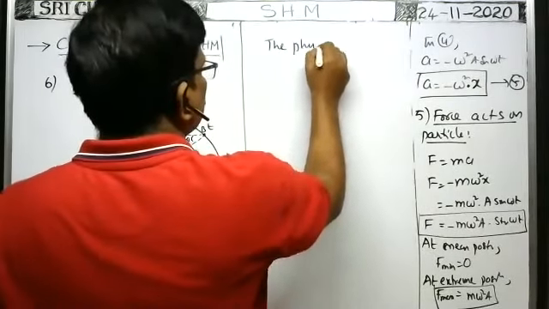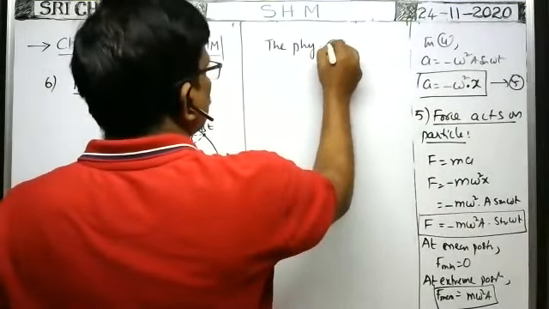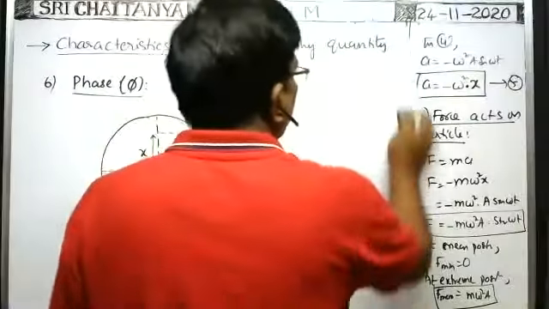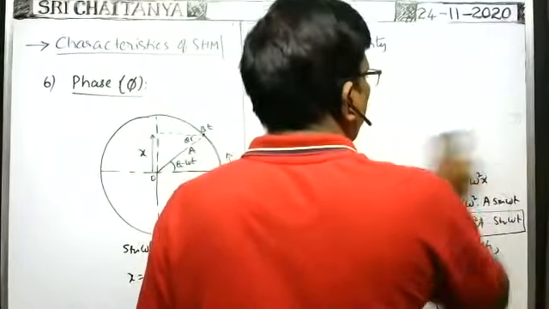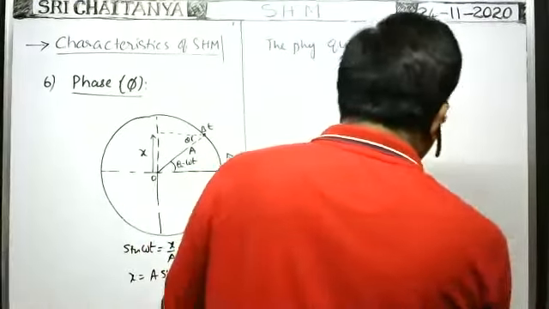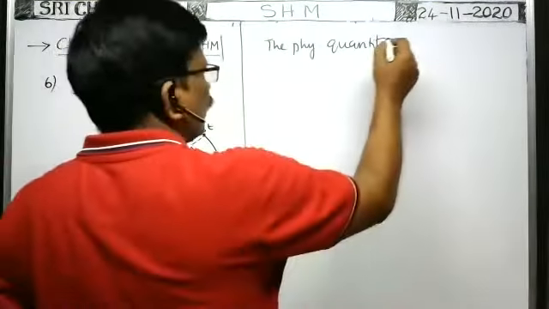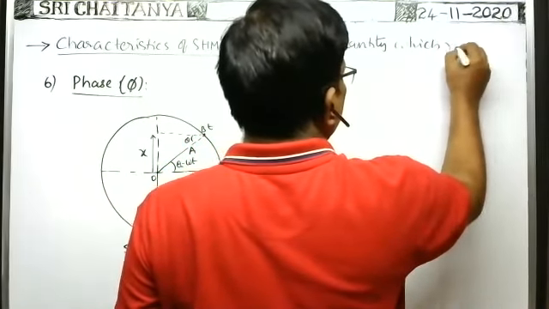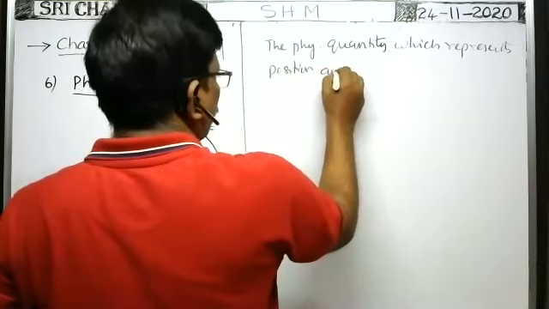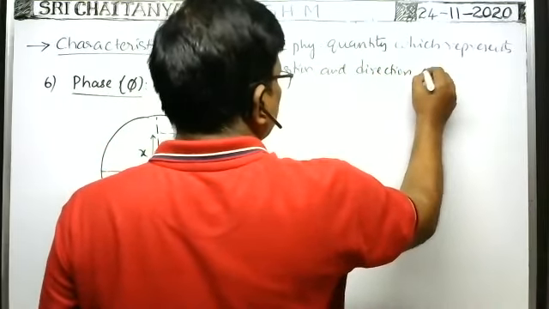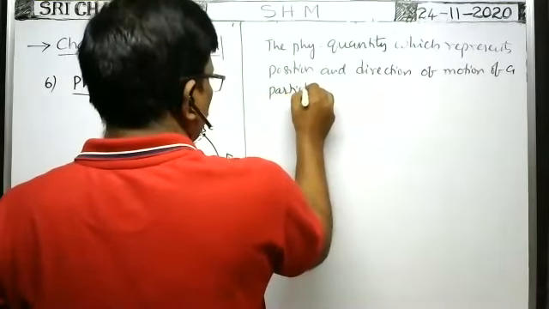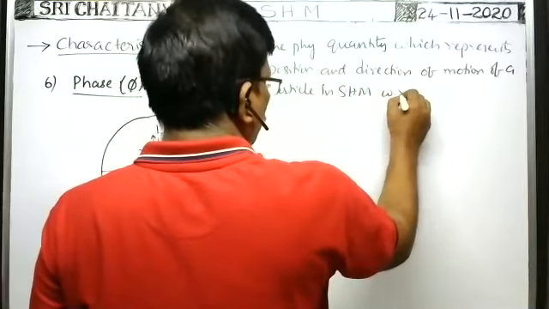The physical quantity which represents the position and direction of motion of a particle in SHM, or simple harmonic motion, with respect to the mean position.